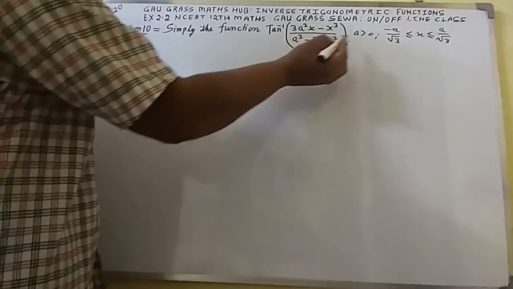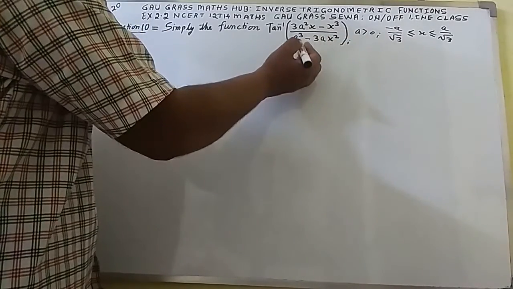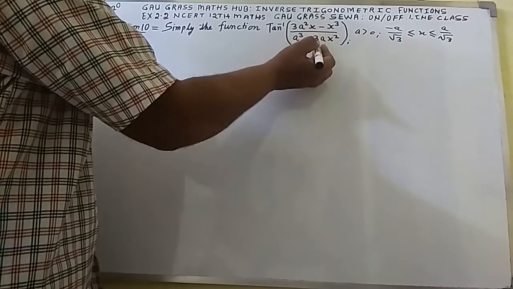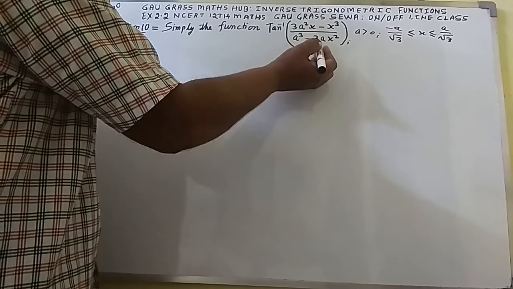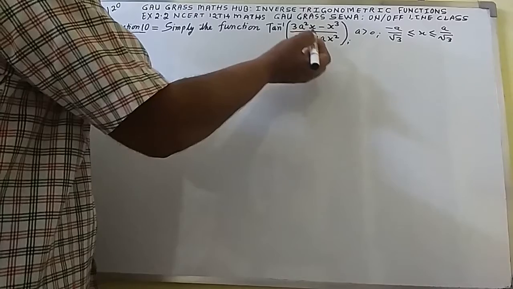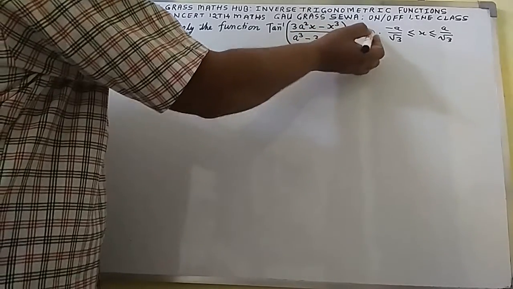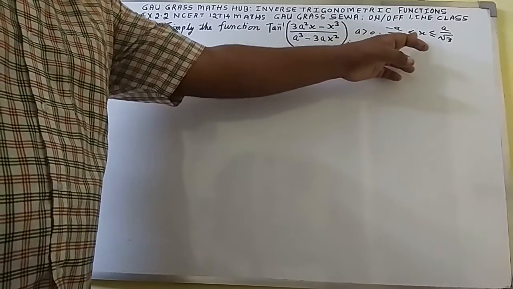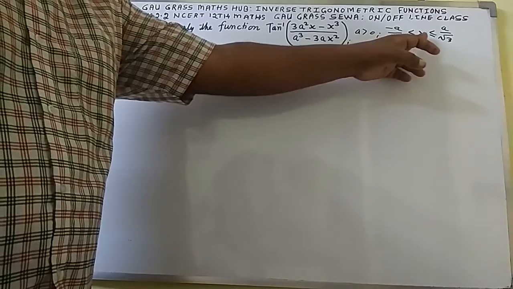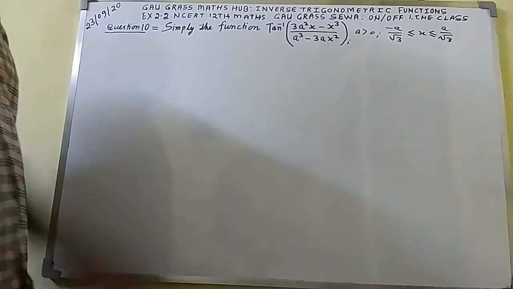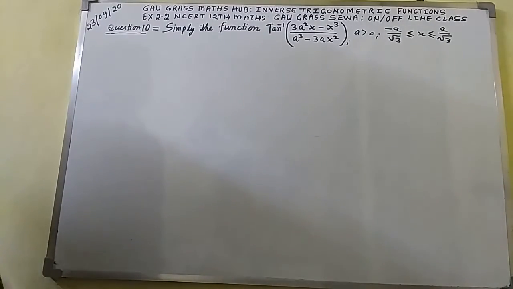If we put a equal to 0, this term will become 0, so the denominator will become 0 and the expression will become infinite, not defined. That's why a is greater than 0. Also, minus a over under root 3 is less than or equal to x, which is less than or equal to a over under root 3. This is the condition which is given in the question itself.